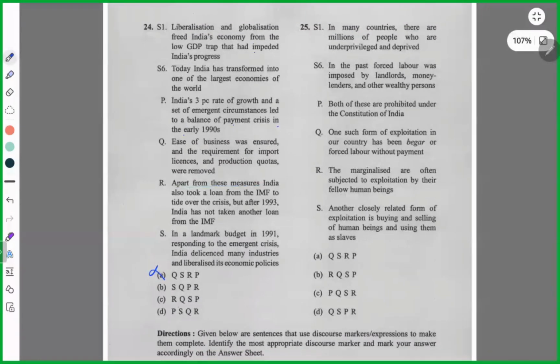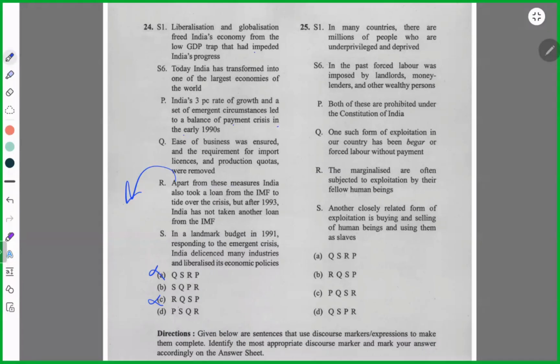Apart from these measures, now what measures? There are no measures mentioned. Apart from these measures, India also took a loan from the IMF to tide over. Certain measures should be mentioned, but apart from that means something is mentioned before it. So R cannot be first. Okay. Now, next. S.